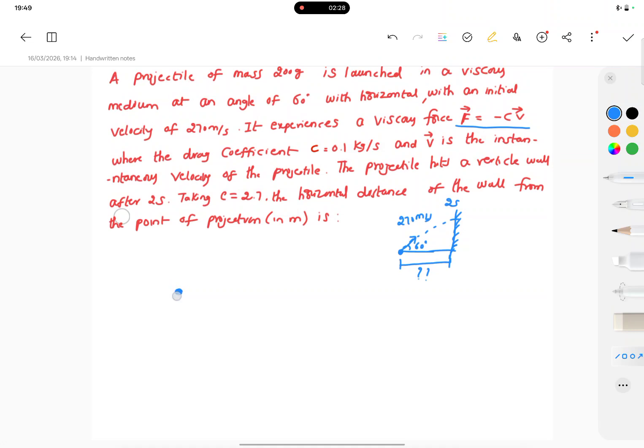This is the 200 grams mass. It is launched with a velocity, let's consider u, 270 meters per second. So it is making 60 degrees with the horizontal. Now here the drag force, how much is that? Minus CV. That means it is opposite to the direction of the projectile motion. That CV is clearly mentioned with an arrow mark.